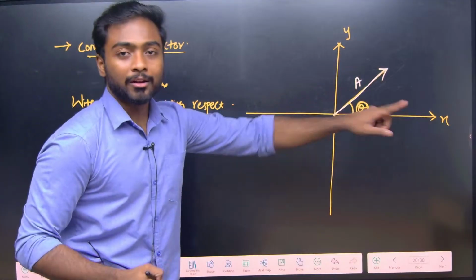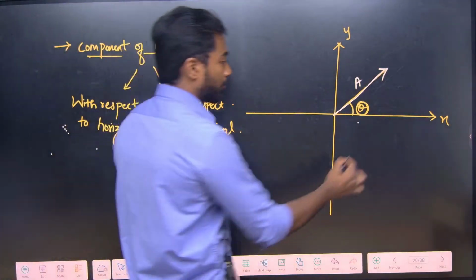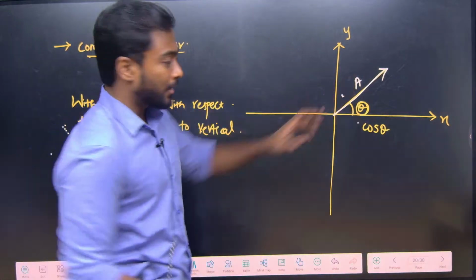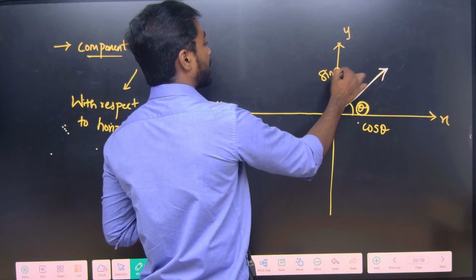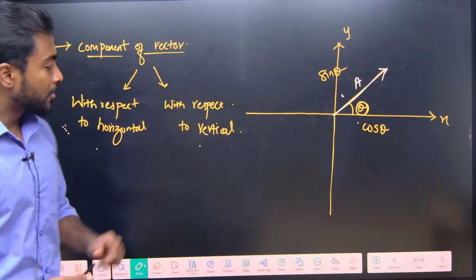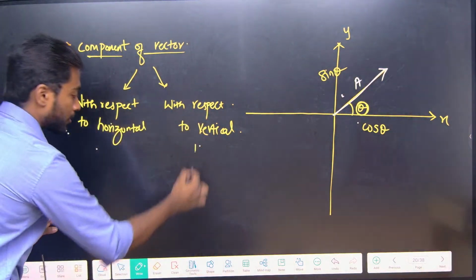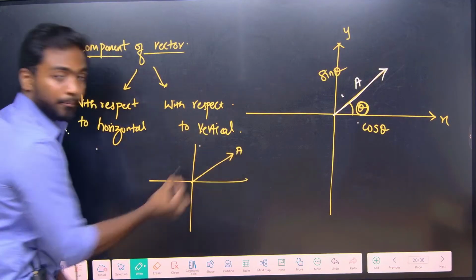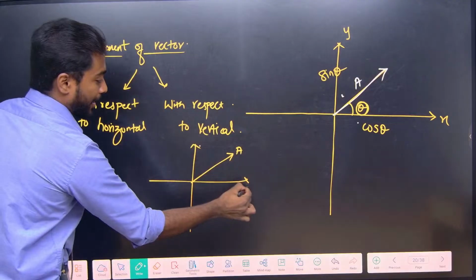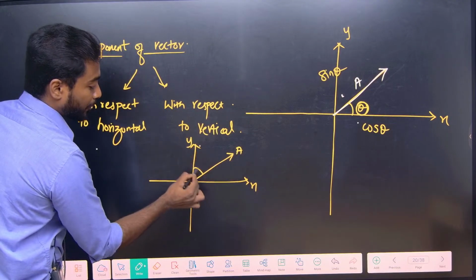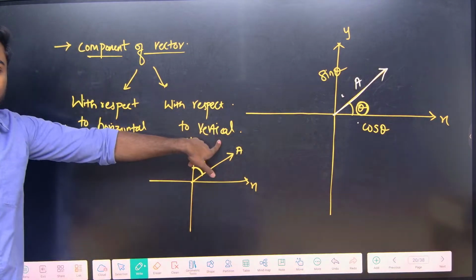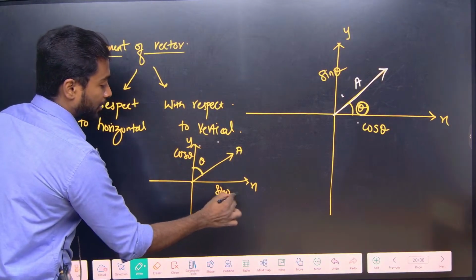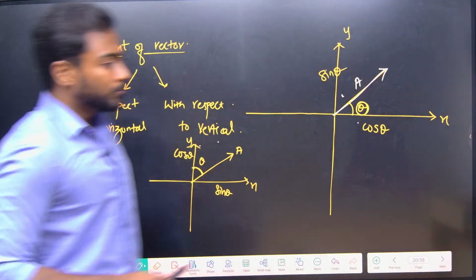With respect to horizontal, that one I will call cos theta. This is my cos theta. Wherever the angle is not there, that one I will call sin theta. Cos theta and sin theta. Similarly, if vector A is making an angle with respect to y axis, that is vertical, then this is my cos theta and this is my sin theta. Hope you got it, no?